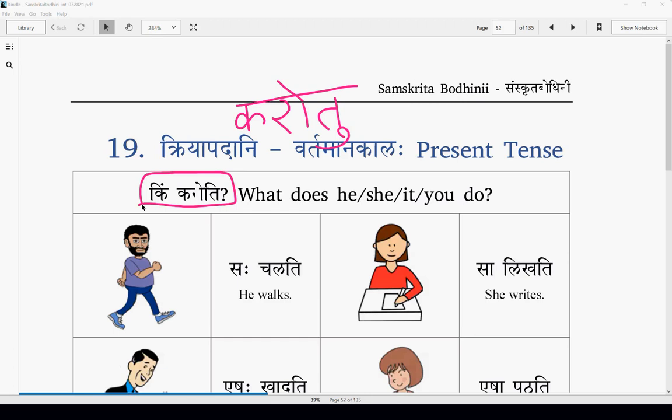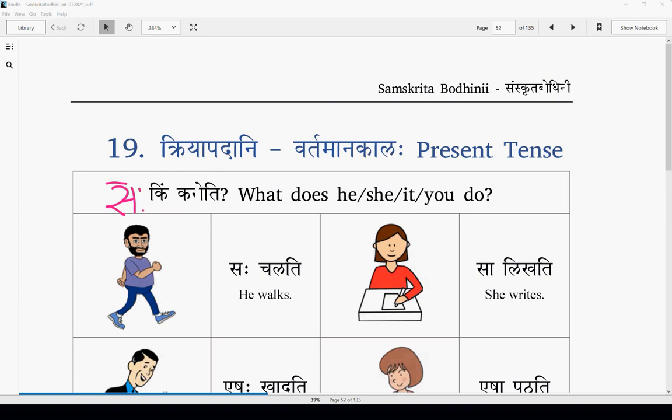Now Kim Karoti, we are asking what does he do, or what is he doing. In that sense, we are using Karoti form, which is a present tense form. But what should he do in that sense? If you want to ask that question, then we use this karotu instead of karoti. We are using tu at the end. This tu ending kriyapada forms we are using.